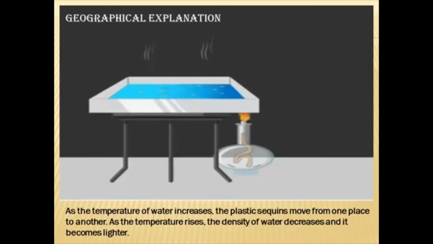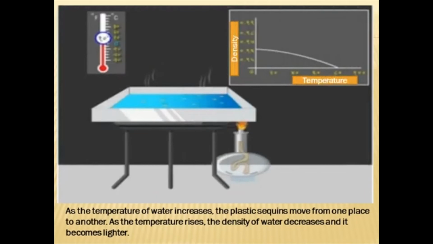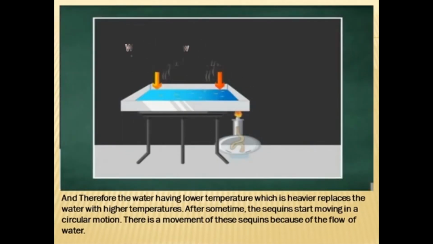Geographical explanation. As the temperature of water increases, the plastic sequins move from one place to another. As the temperature rises, the density of water decreases and it becomes lighter. Therefore, the water having lower temperature, which is heavier, replaces the water with higher temperature. After some time, the sequins start moving in a circular motion. There is a movement of the sequins because of the flow of water.